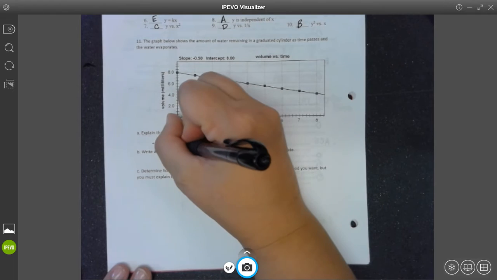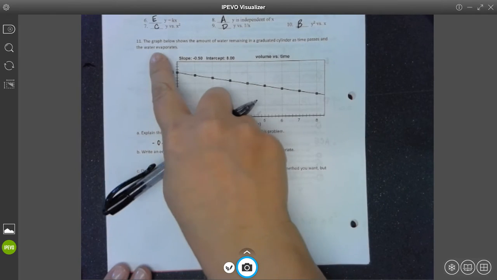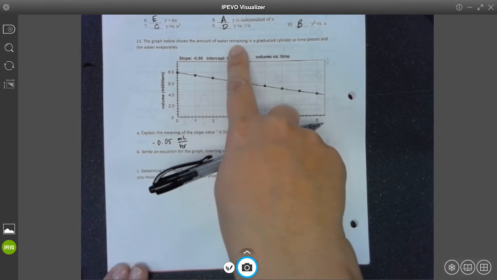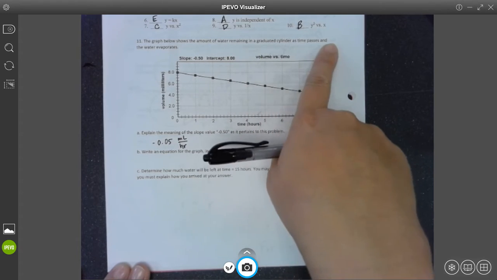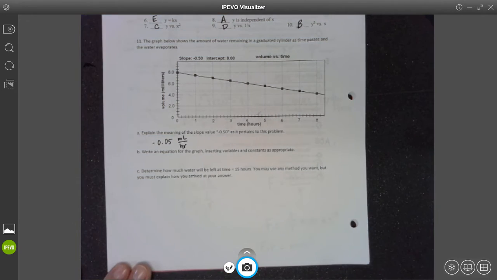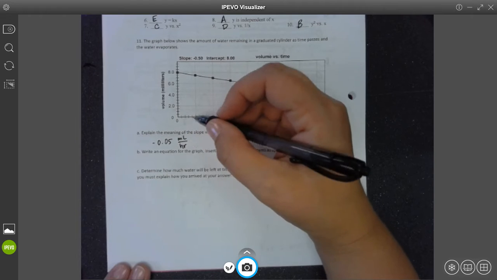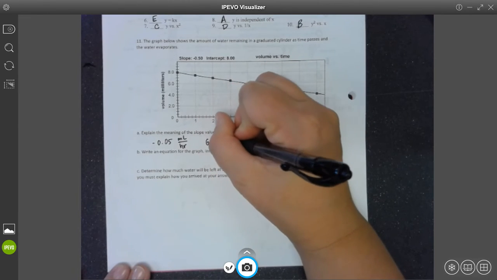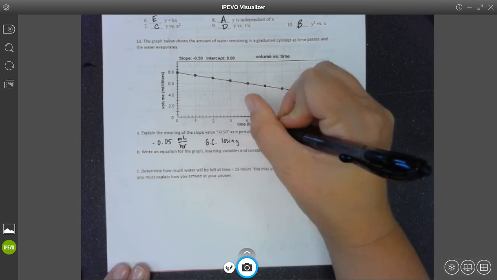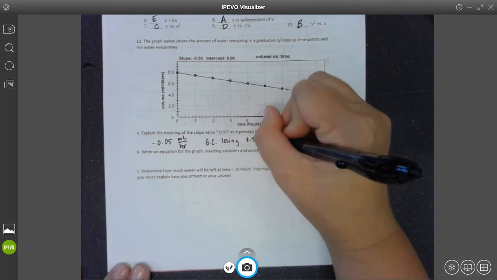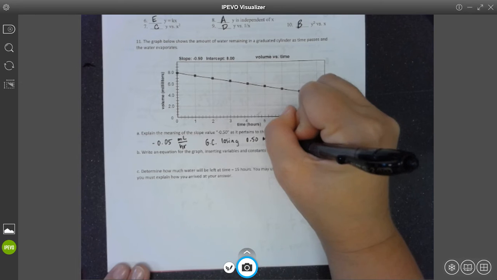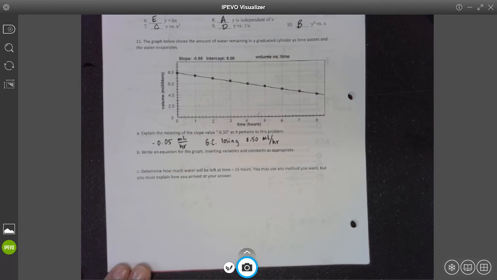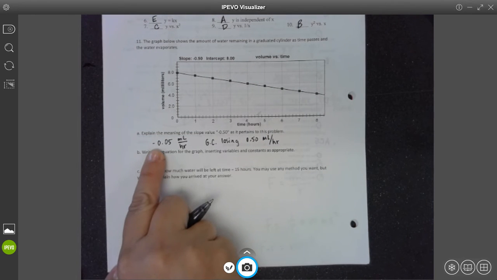My time is hours. My problem here says the graph shows the amount of water remaining in a graduated cylinder as time passes and the water evaporates. And so what it appears is that this is telling us that the graduated cylinder is losing 0.50 milliliters per hour. That's how fast it's drying up. We know that it's losing because it's negative. If this was a positive number, we would say that it's gaining water at that rate.